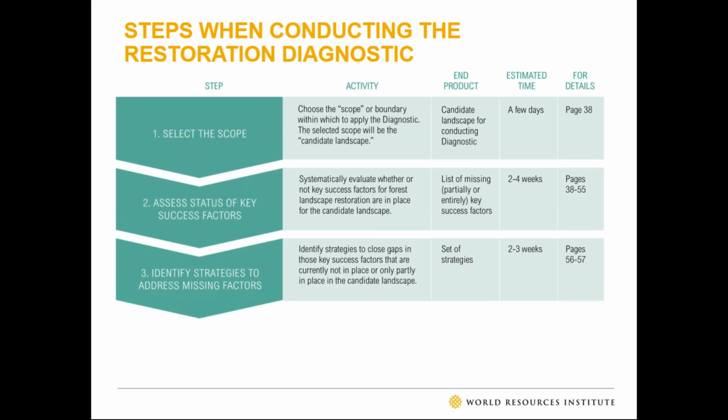Now finally, the third step. This step is to identify strategies to address the missing factors. The activity here is to identify strategies to close gaps in those key success factors that are not in place or only partly in place in the candidate landscape. This third step is important because it addresses the missing key success factors, those deemed not or only partially in place. During this step, users can brainstorm, propose, and record policies, incentives and practices, and think of interventions to help address these challenges. So the purpose is to identify strategies that maximize the likelihood that restoration will be successful.